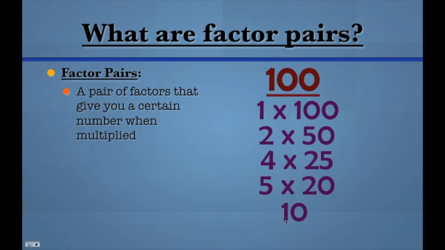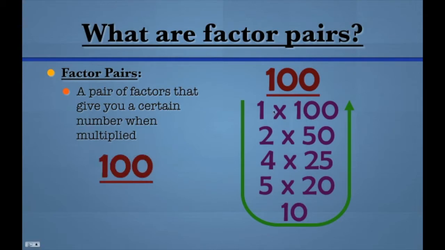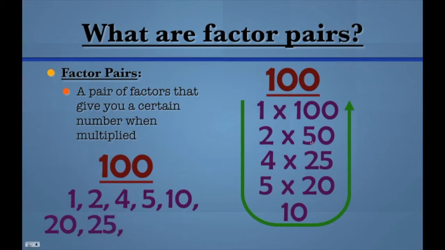And since that's the case, we're done with our list of factors, from the smallest all the way to the highest. So we can say our factors for 100 are 1, 2, 4, 5, 10, 20, 25, 50, and 100. These are all of our factors for 100. All of these numbers can go into 100 evenly.